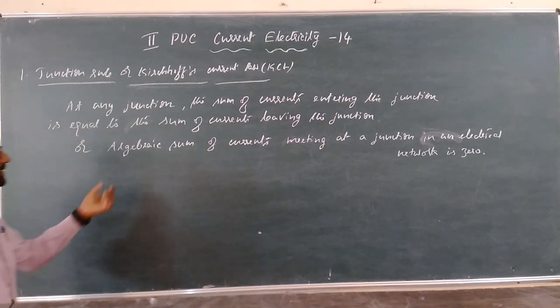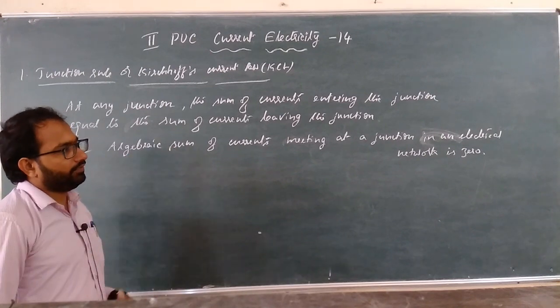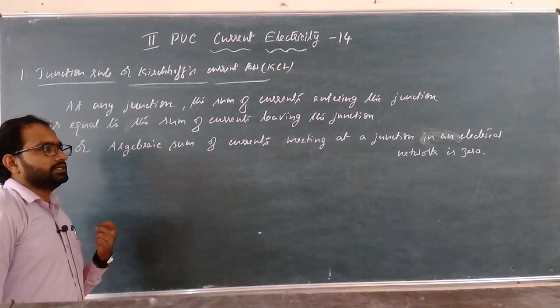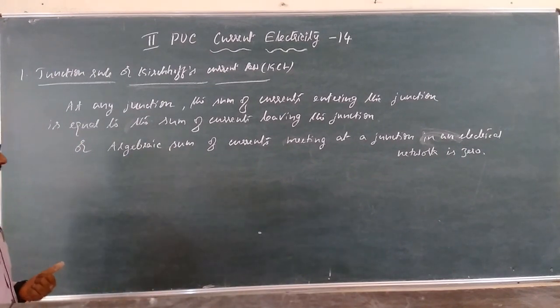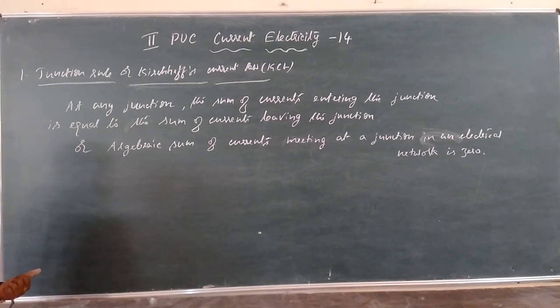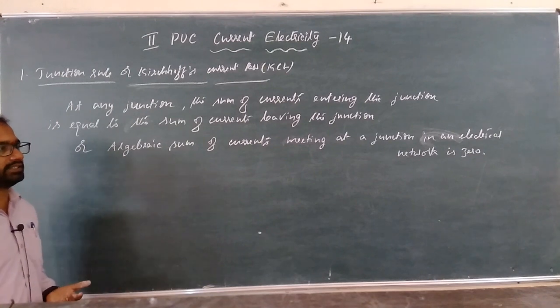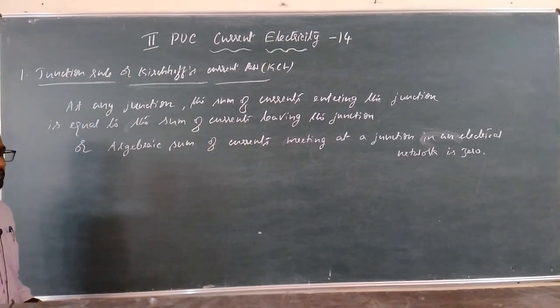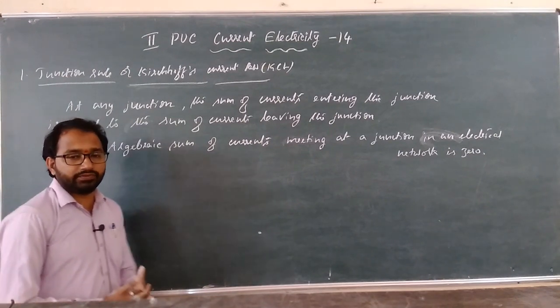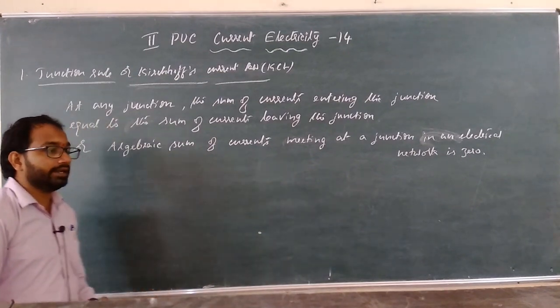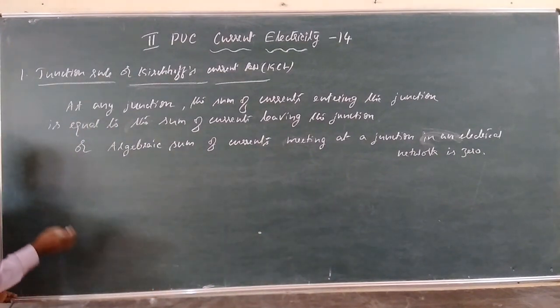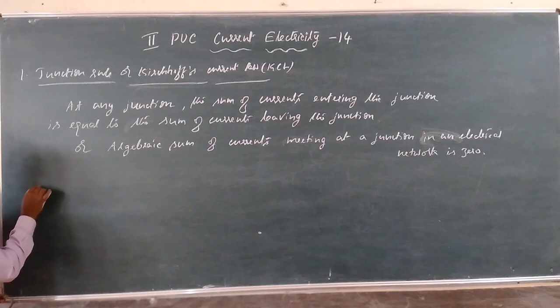Okay, since the algebraic sum is used, we have to use a suitable sign convention for the currents. By convention, currents entering the junction are taken as positive and currents which leave the junction are taken as negative. So, we explain using one example.